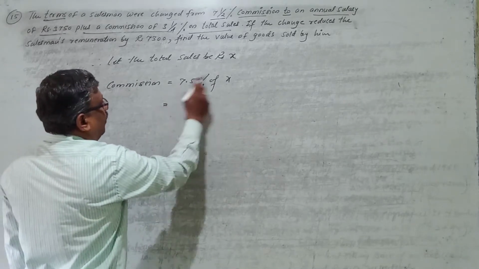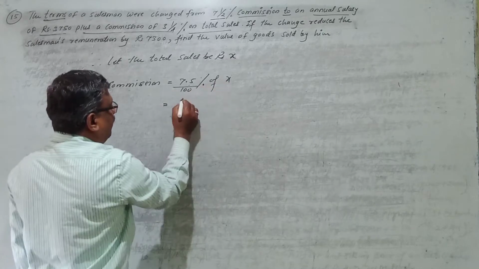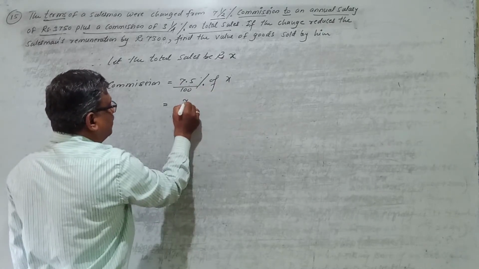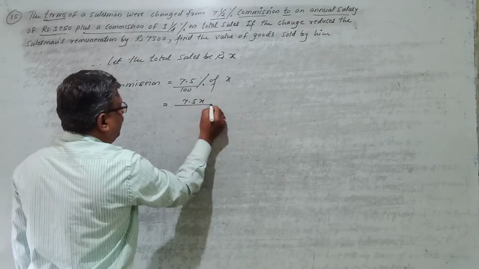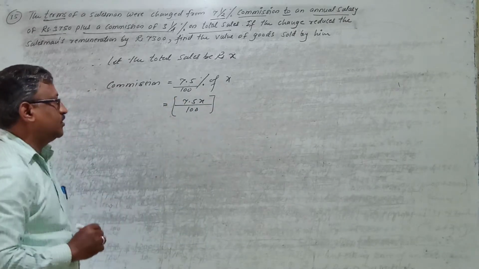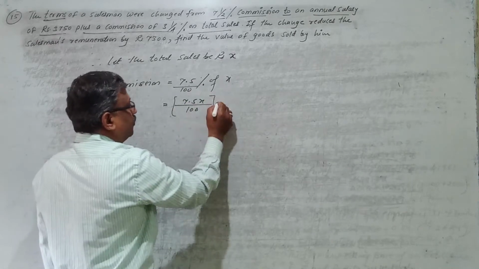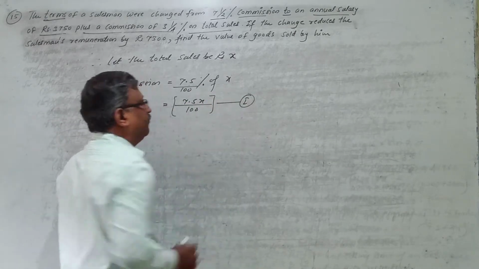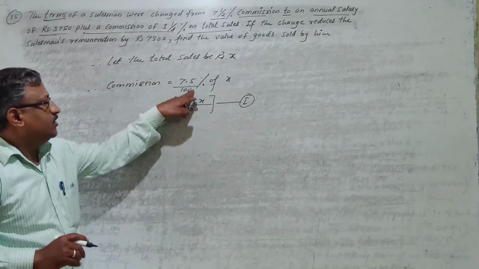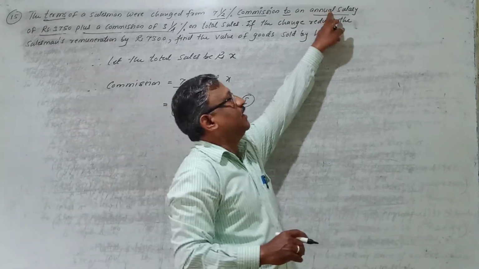7.5% means it is divided by 100, multiplied by X. So 7.5 into X, you get 7.5X divided by 100. Put this under bracket. So this is his income before the change. So I call this my first equation. Now this is cancelled and now at present he is paid salary, right?